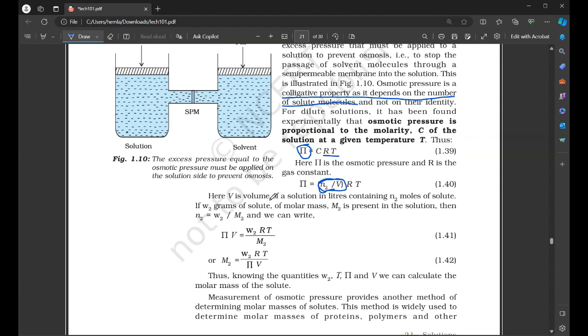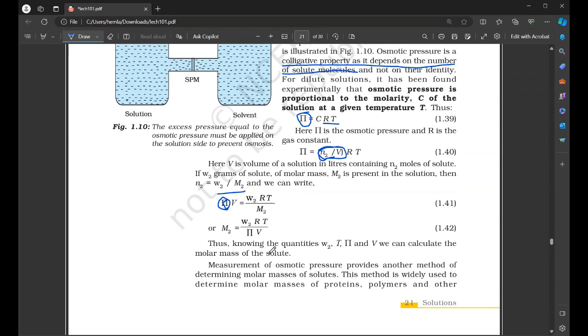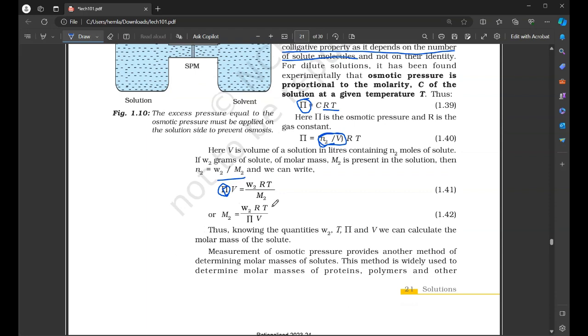Here V is volume of the solution in liters, of course, containing n2 moles of solute. If W2 grams of solute of molar mass M2 is present in solution, then n2 is equal to W2 upon M2. तो इसको भी इसमें put कर देंगे and we'll get this. Osmotic pressure into volume is equal to W2 RT upon M2, और M2 इससे भी हमें मिल जाता है, molar mass of the solute.